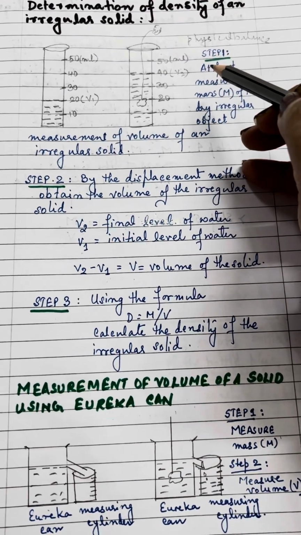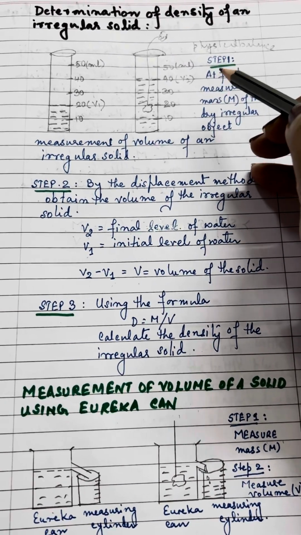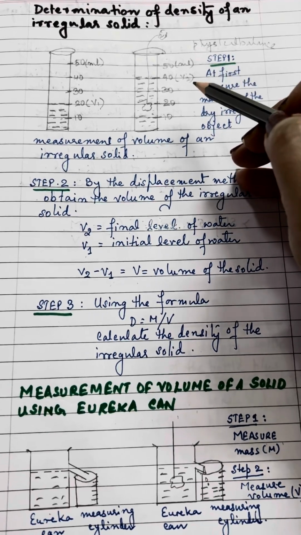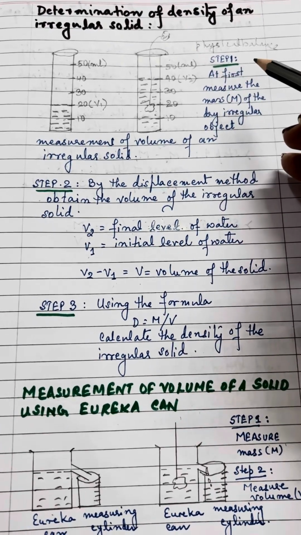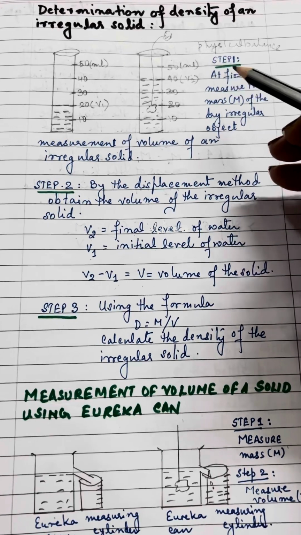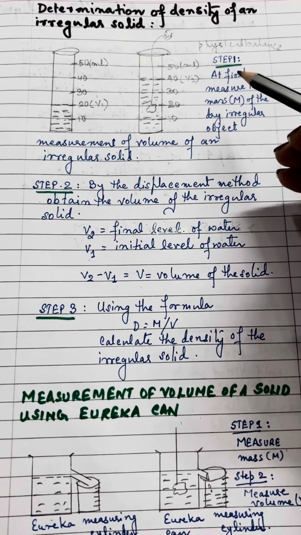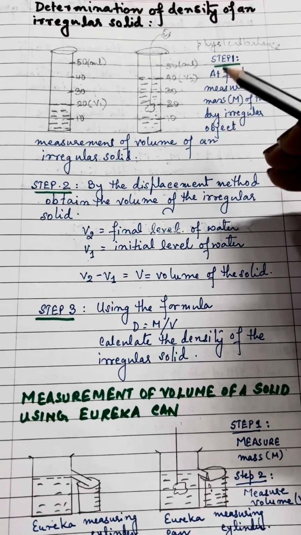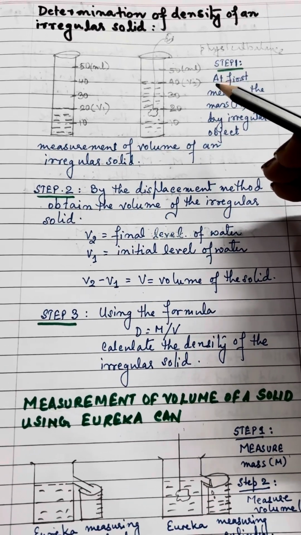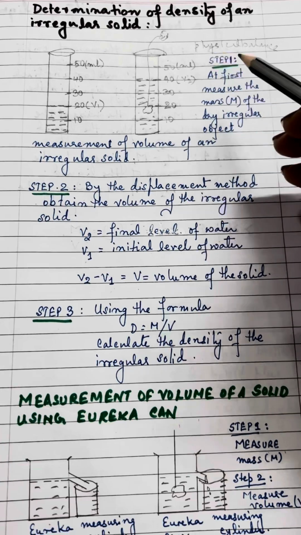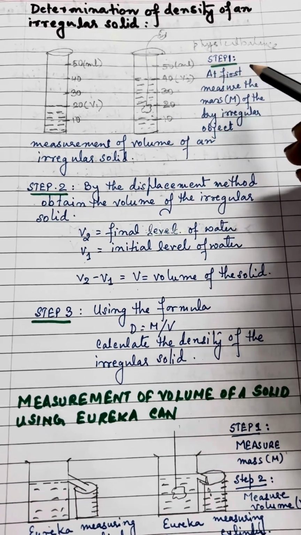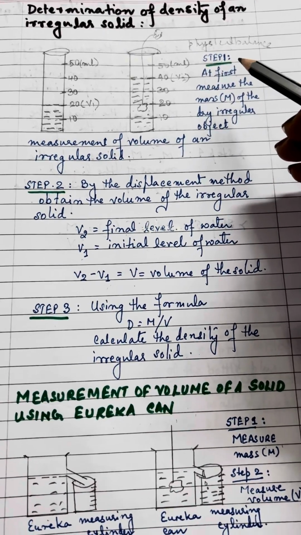So step 1 should be to measure the mass with the help of a physical balance or a digital balance. These two are preferred obviously because they are maximum sensitive. Beam balance can be used also because it measures mass. However, the previous two are always preferred for scientific experiments.